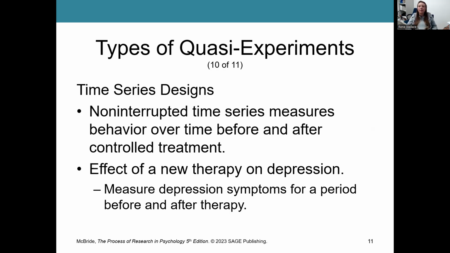A non-interrupted time series measures behavior over time before and after a controlled treatment, like maybe the effect of a new therapy on depression, right? We would have to have measured the symptoms before and then after therapy.